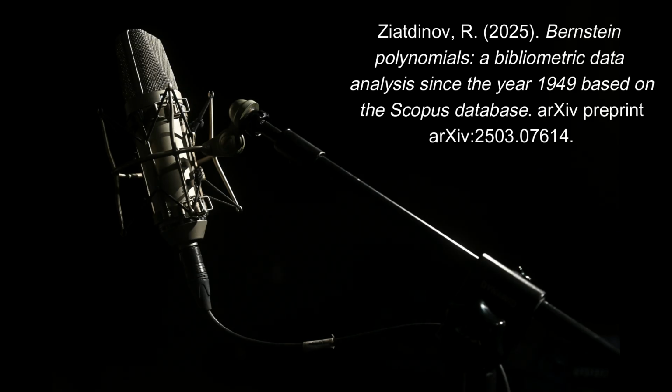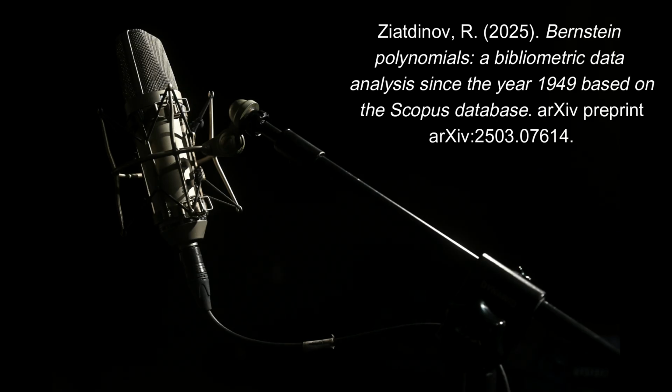That's a pretty ambitious undertaking. So walk us through the process. How did you actually sift through all that scholarly information? Well, we started with Scopus, which is just this massive collection of scientific publications. We searched for documents that included the phrase Bernstein polynomial anywhere in the record: title, abstract, keywords, even full text sometimes. It's like a broad search.